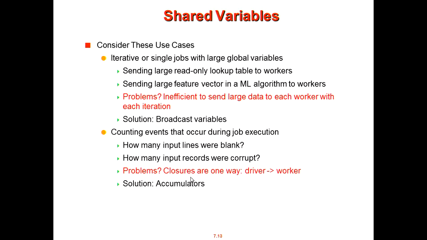But in Spark, closures are just one way. So the closure, the function, and the data are pushed from the driver to the worker, but cannot be sent back. And the solution in Spark is called an accumulator. It shares a similar idea with a counter in MapReduce, so it is easier to understand.